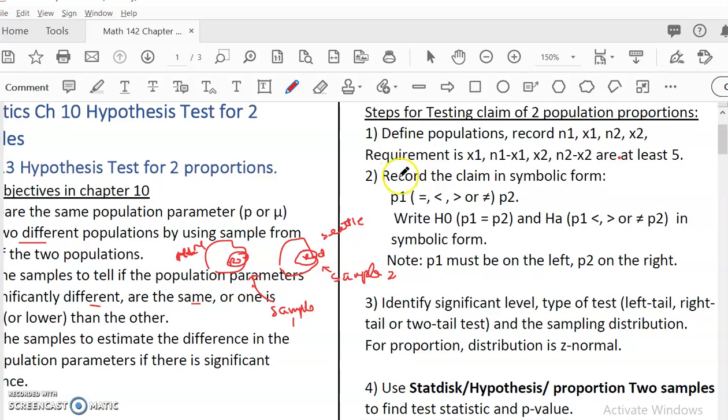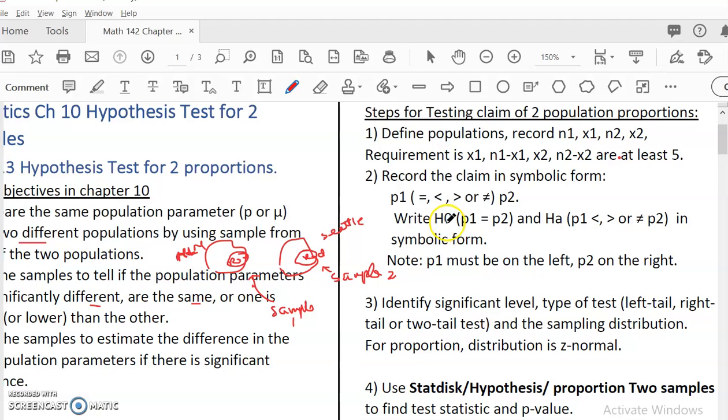The second part, very similar to a hypothesis test, is to record the claim in symbolic form. Write p1 greater than, less than, equal to, or not equal to p2. You can have anything for the claim. And then write H0. H0 is always p1 equal to p2. And the alternative hypothesis would be either less than, greater than, or not equal to, in symbolic form, so that one of them must be the claim, just like before.